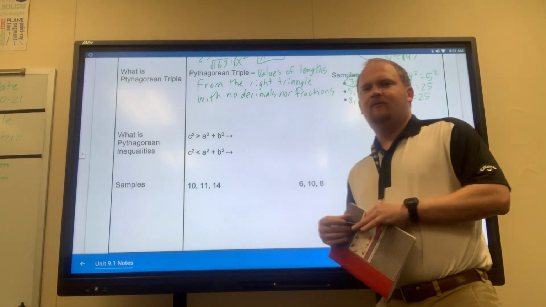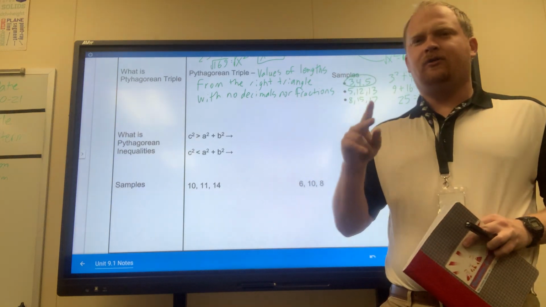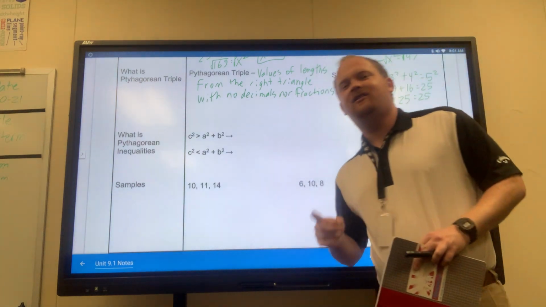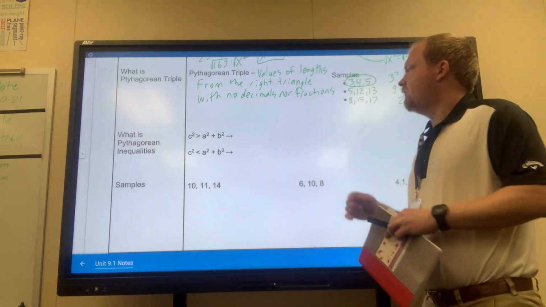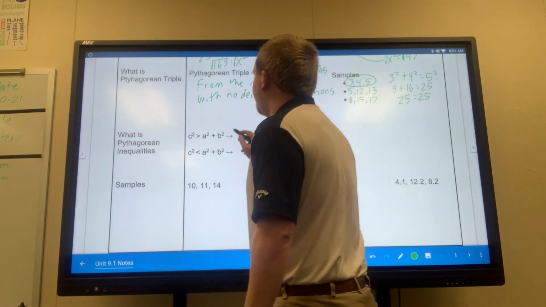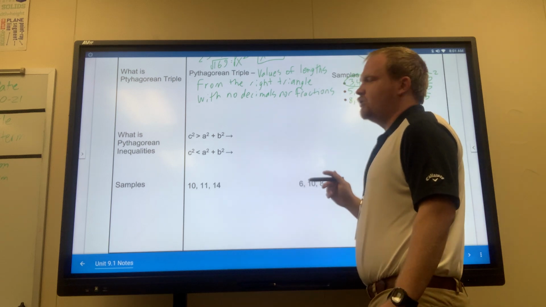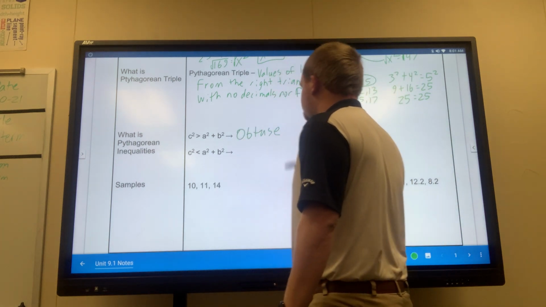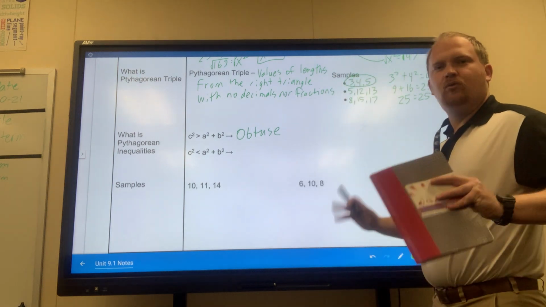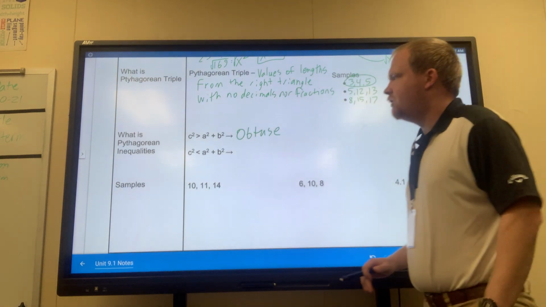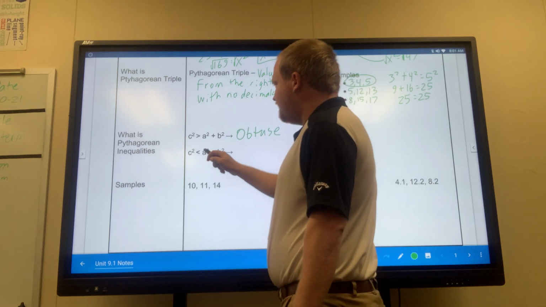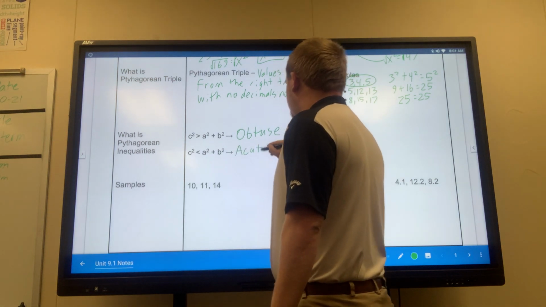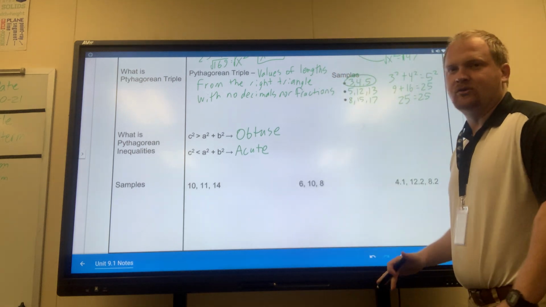Basically, the two inequalities we have are pretty much greater than or less than. What they tell us is that if c squared is greater than a squared plus b squared, that's an obtuse triangle. No matter what, that's always going to be the case. C squared less than a squared plus b squared is acute, no matter what as well.